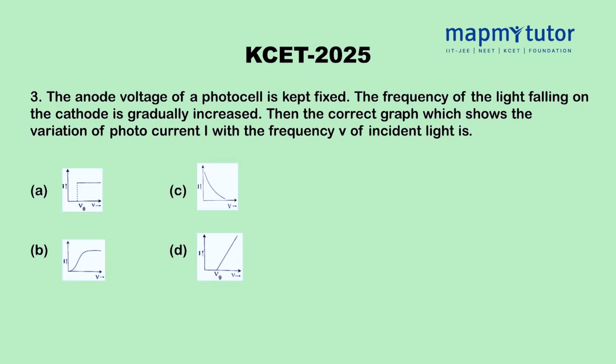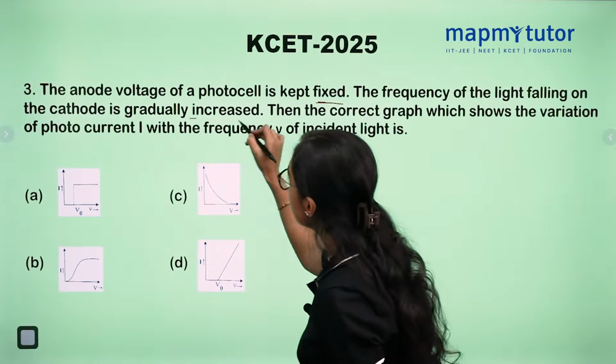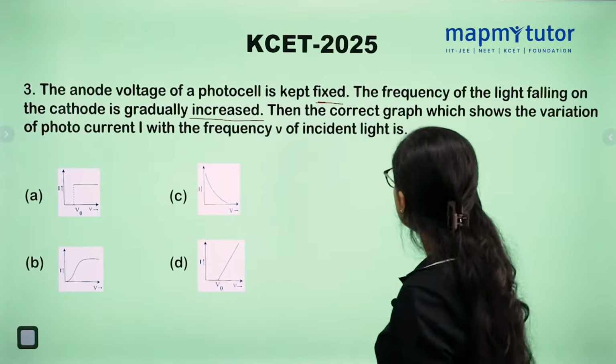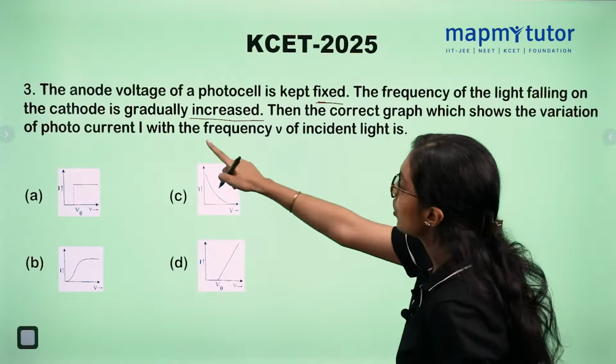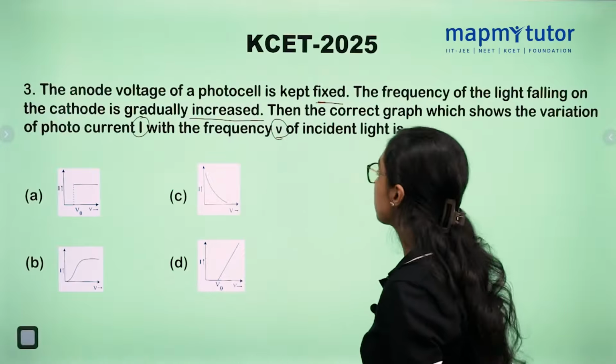The anode voltage of photocell is kept fixed. The frequency of the light falling on the cathode is gradually increased. Then the correct graph which shows the variation of I and V is. So, you need to tell the graph between I and V.